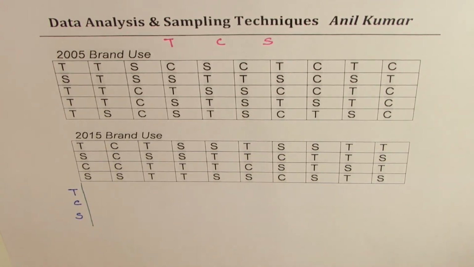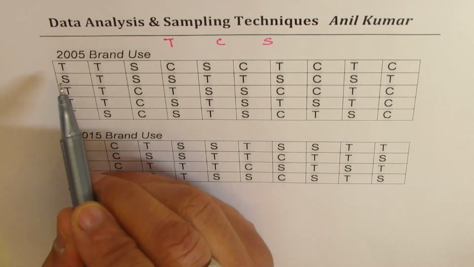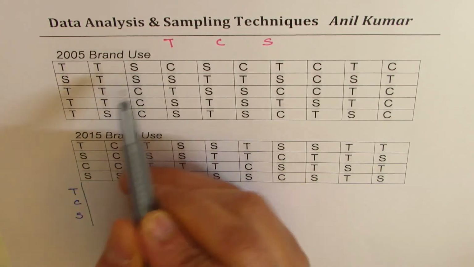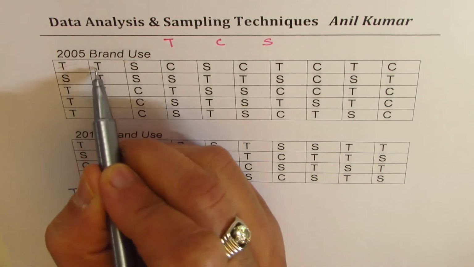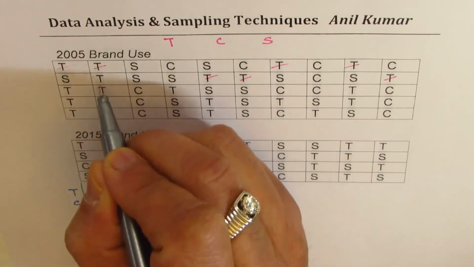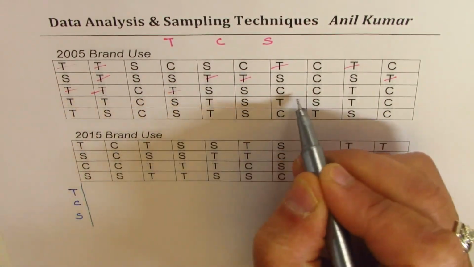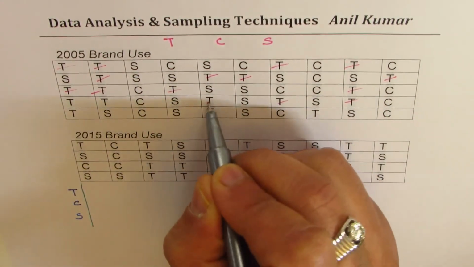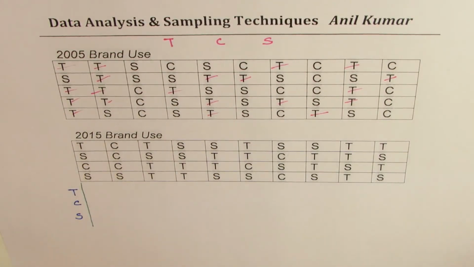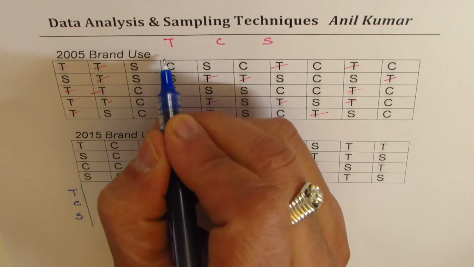To count, what I'll do is we'll just strike out the numbers, and we'll strike out the brand names and just count. So T, we say 1, 2, 3, 4, 5, 6, 7, 8, 9, 10, 11, 12, 13, 14, 15, 16, 17, 18, 19, 20. So we get 20 number of T's here.